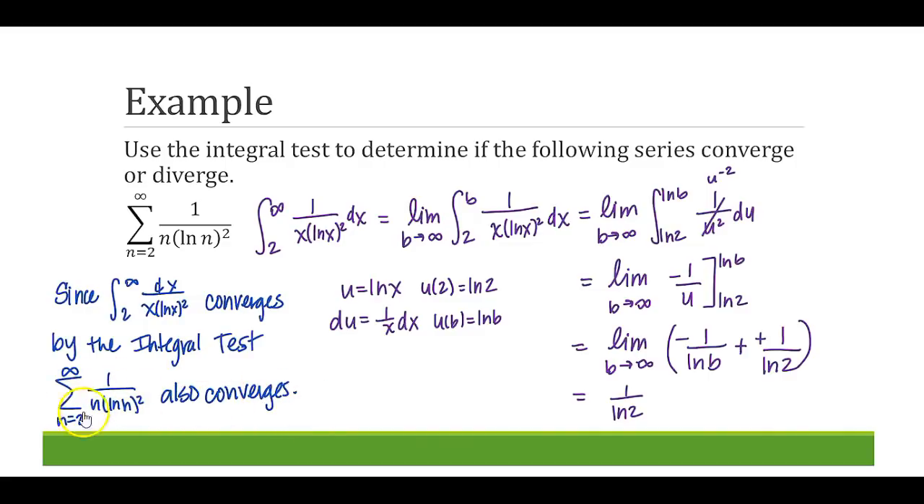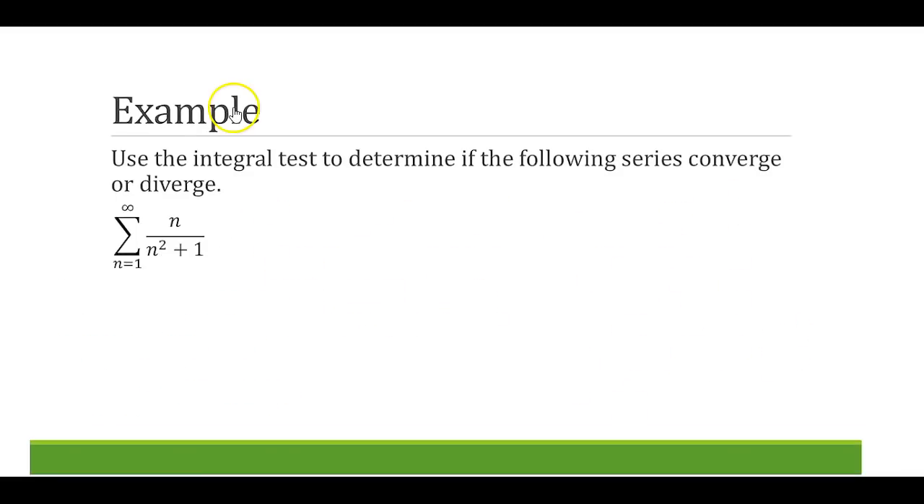But note that the infinite series doesn't necessarily converge to 1 over natural log 2, what the improper integral converged to. Here, let's use the integral test on the sum from n equals 1 to infinity of n over n squared plus 1. So we'll make sure we can apply the integral test.